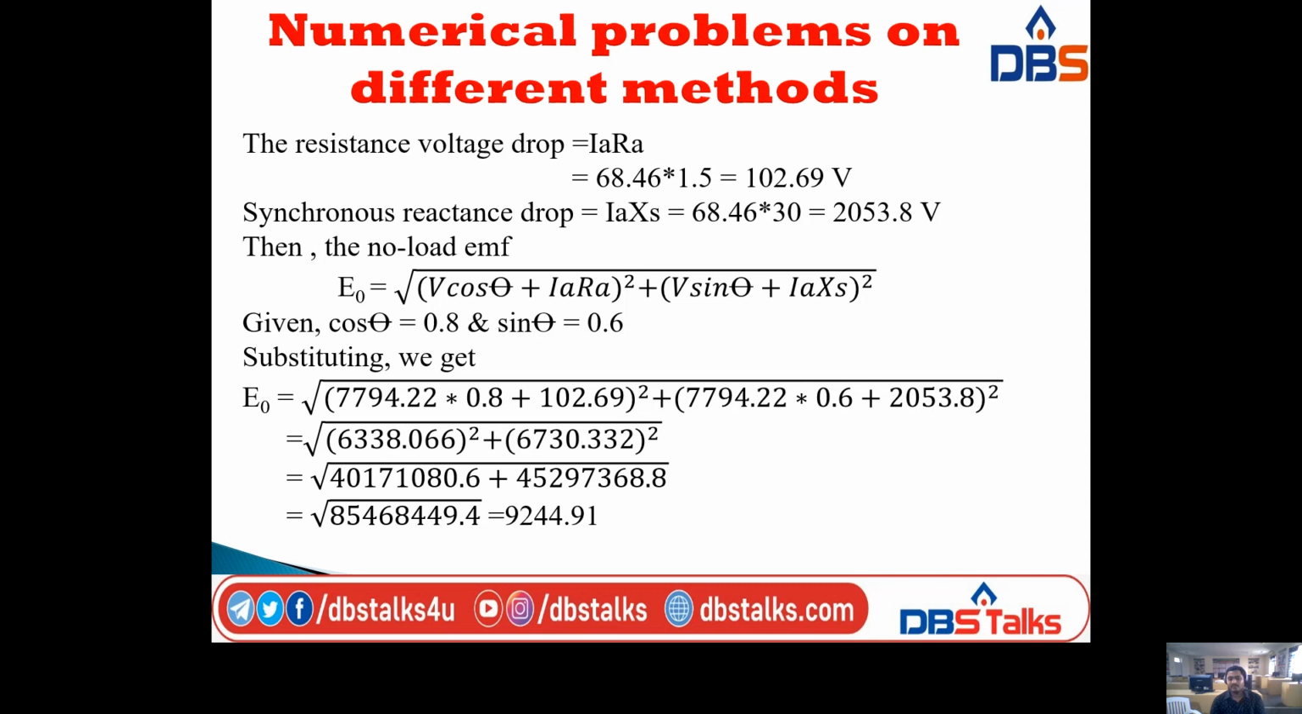Then we have to calculate the no load EMF of the three-phase alternator. That is E0 is equal to root of (V cos phi plus IaRa) whole square plus (V sin phi plus IaXs) whole square. In the problem, they gave the power factor as 0.8 leading and lagging. In this case, I am taking the 0.8 lagging power factor. That's why I am taking cos phi equal to 0.8. So phi is equal to cos inverse of 0.8. We get some degrees, and substituting that phi value into the sine function, we have the sin phi value as 0.6.